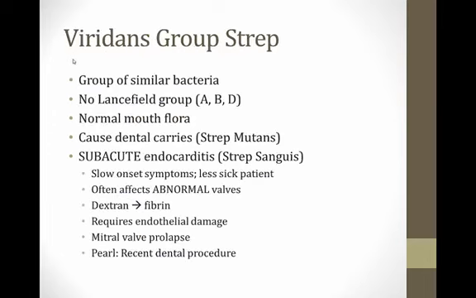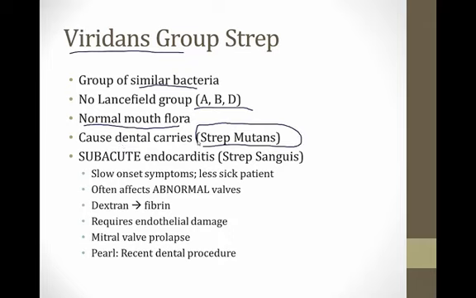The next strep bacteria is the viridans group strep. So this is a group of similar bacteria that's usually just called strep viridans, but it's actually several different bugs. These bacteria do not have a Lancefield grouping, so they are not group A, B, C, or D, or anything like that. They're all normal mouth flora, and some of them cause dental caries or cavities. Strep mutans is the one that usually does this. There's also another member of this group called Strep sanguis, which is a classic cause of subacute endocarditis.